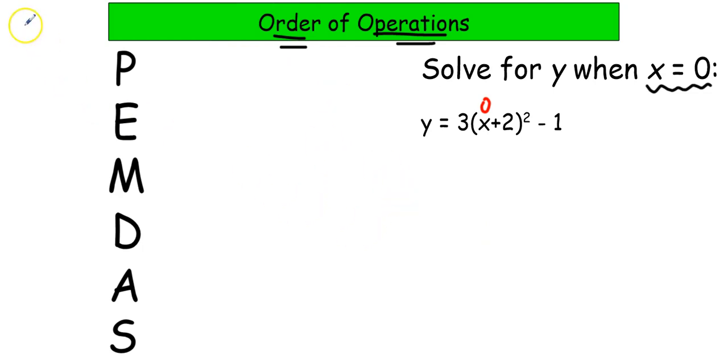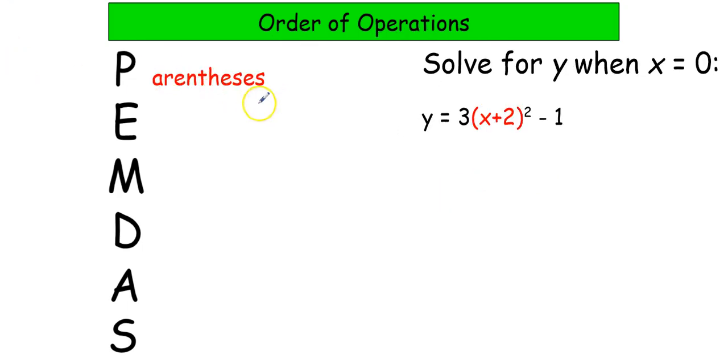So the first thing that we want to do is plug in our 0 for x, and I'm just going to rewrite this, and we're going to have 3 times (0 plus 2) squared minus 1. So this is kind of our new equation. We've taken our value, we've plugged it in. So let's take a look at what order we want to operate here.